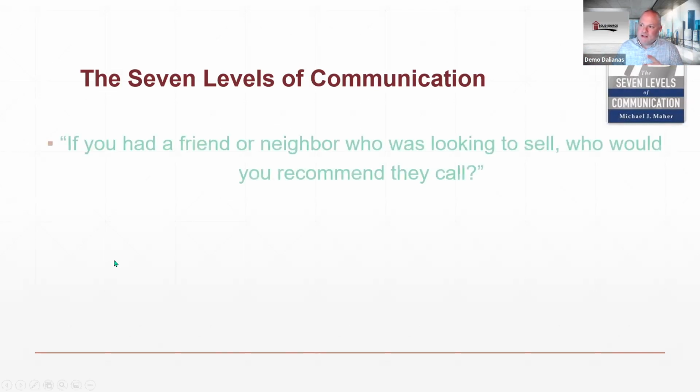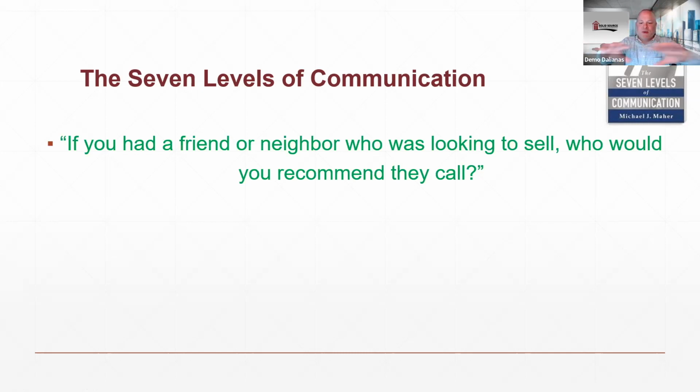So the first phrase that really sticks out in this book, back to the conversation pieces, is, if you're meeting someone, if you had a friend or neighbor who was looking to sell, who would you recommend they call? Right? So you're chatting with that person, you're meeting that person, you're doing any of those type things. If you had a friend or neighbor who was looking to sell, who would you recommend they call? So you're not asking them, hey, would you use me if you were buying or selling, or can I help you buy and sell? This is something that is directed towards them, and they're more likely to give you an honest answer, right? Like, oh, I would refer my friend to James or to Shannon or whoever else, right?